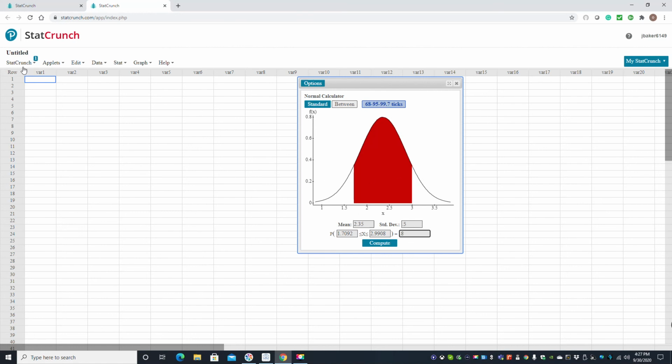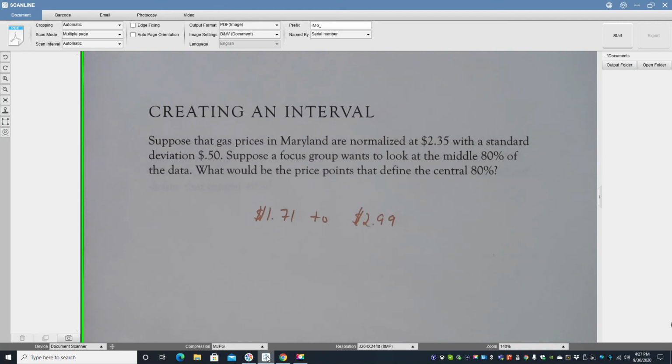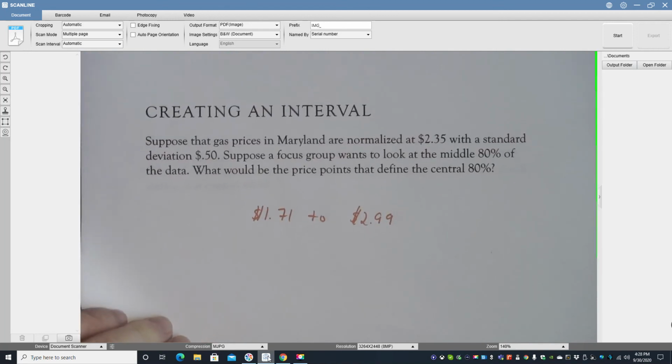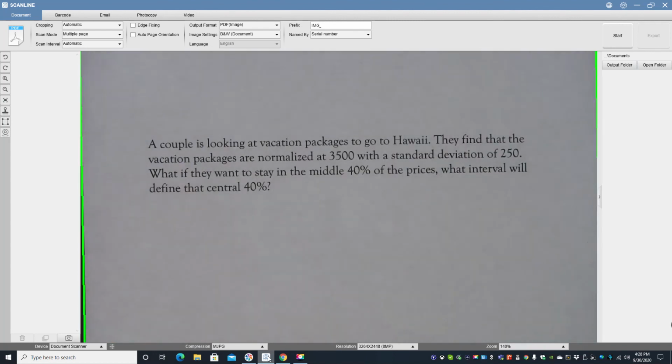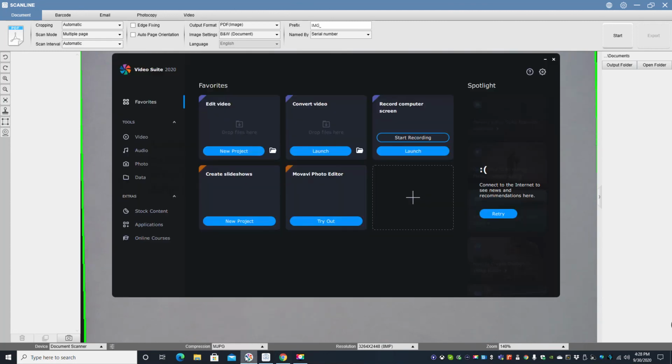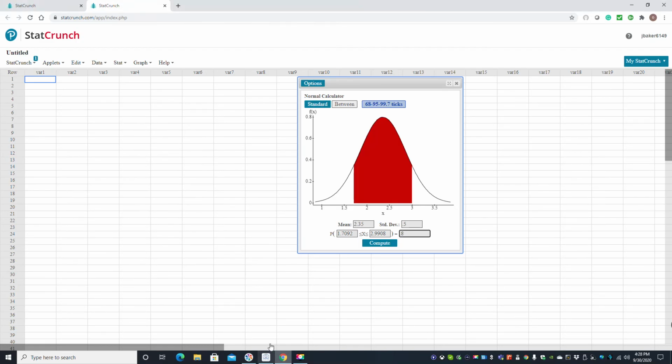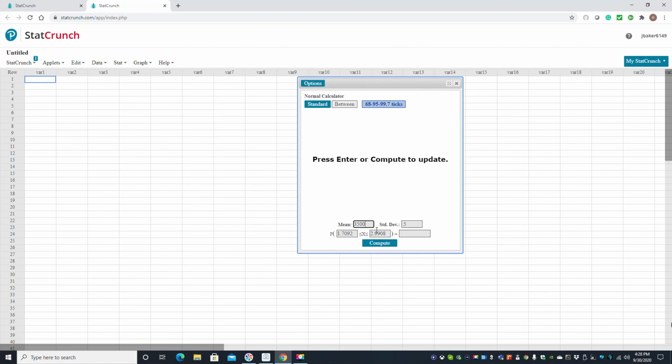Okay, so if I flip back, got it, and then we'll go to one more. So I want the central 40% for this one. So I go back. I hit that button again. It happens. Okay. Maybe Movavi will give me an endorsement. I don't know.